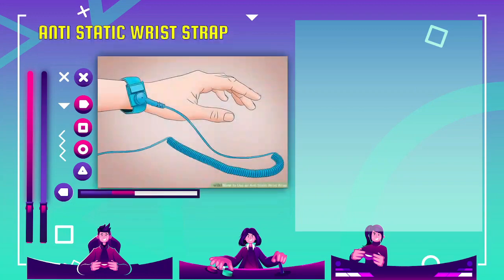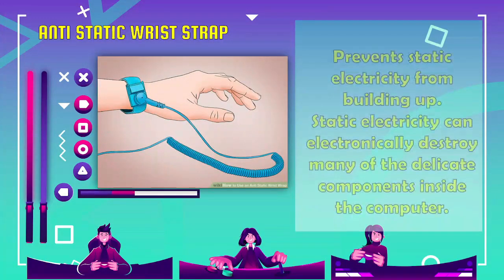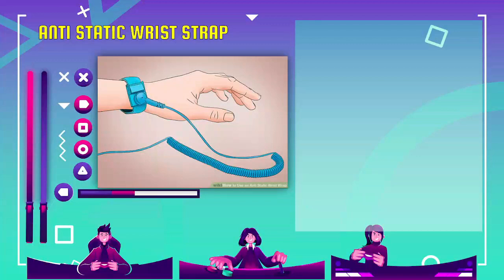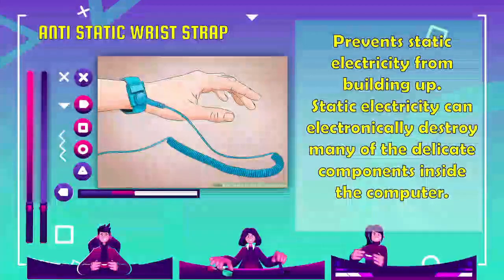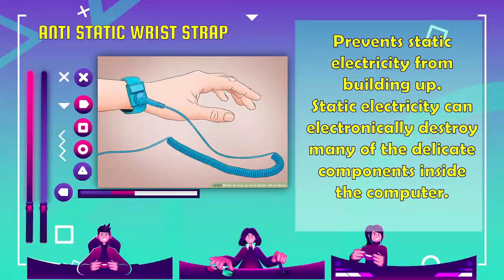Major examples of ESD tools include the anti-static wrist strap. It prevents static electricity from building up. Static electricity can electronically destroy many of the delicate components inside a computer. A wrist strap is also called an anti-static strap. You wear the strap like a bracelet. The strap keeps the one wearing it grounded. Grounded means the computer will not have any static electricity damage.